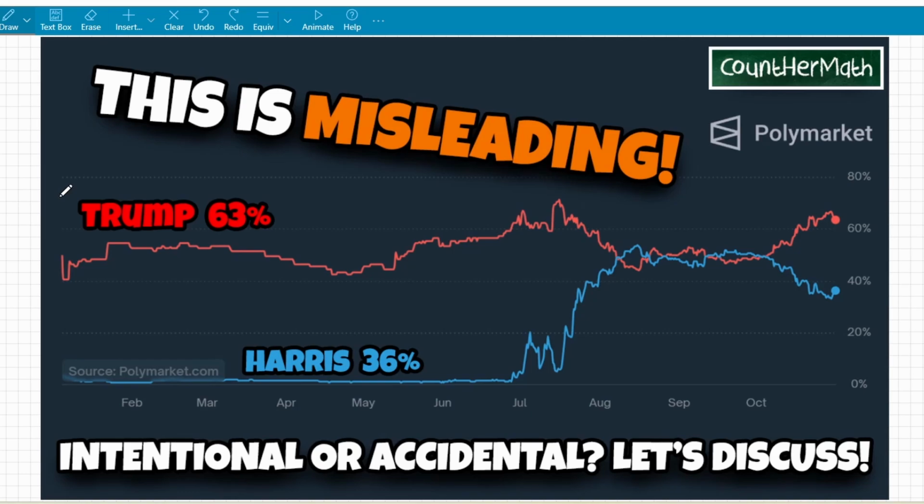Other side, sometimes with the gambling site, making Harris look like she's doing awful even though it's not really that bad. Gambling, if the underdog wins, you make a ton of money. So they want Harris to look bad while doing good so that they can make more money off of her if she wins. If she doesn't win, they're going to lose a whole lot of money, but that's what gambling is.